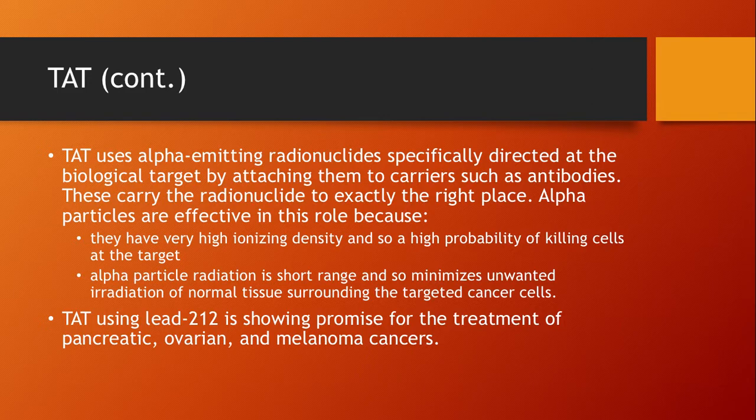This specifically uses alpha emitting radionuclides directed at the biological target by attaching them to carriers such as antibodies. These carry the radionuclide to exactly the right place. Alpha particles are effective in this role because they have very high ionizing density, and so they have a high probability of killing cells at the target. And alpha particle radiation is short range and so minimizes unwanted irradiation of normal tissue surrounding the targeted cancer cells.